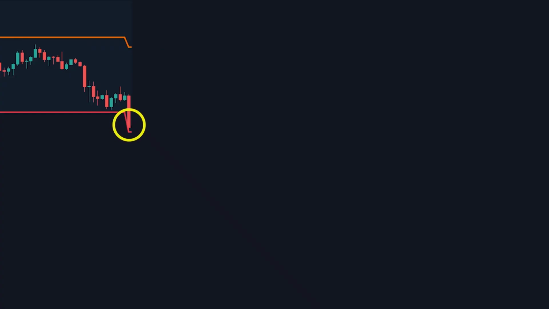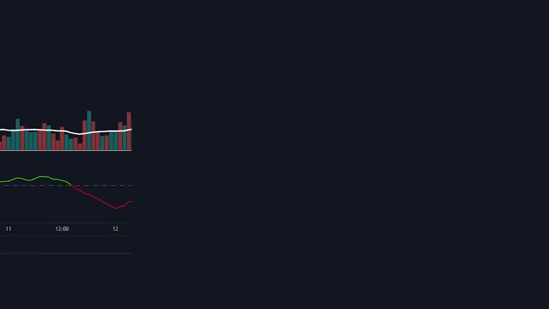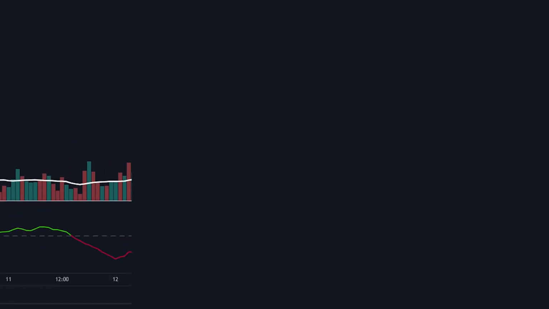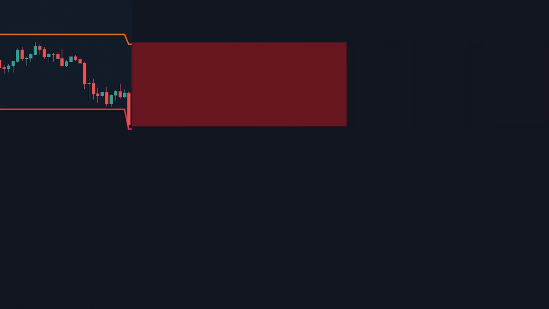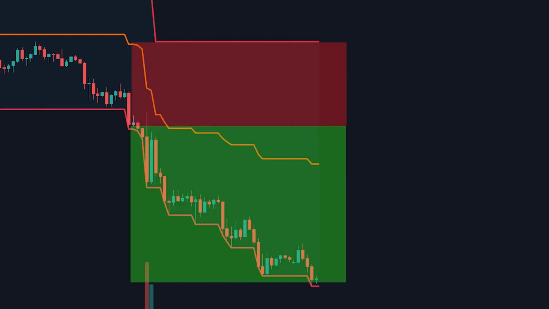First, you want price to hit the lower band. Check the LWTI indicator and make sure it's red. Then finally, you want the volume again to be above the white line, but this time you want the bars to be red. Enter here, set your stop loss right above the middle orange line, and set your take profit at a 2-to-1 risk reward ratio. And just like that, you have another winning trade.